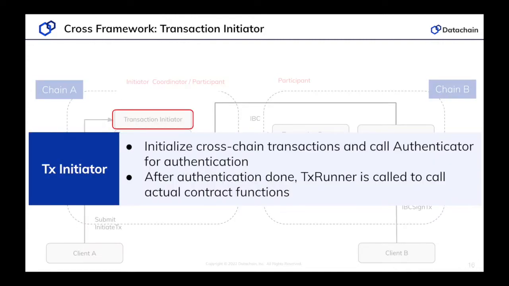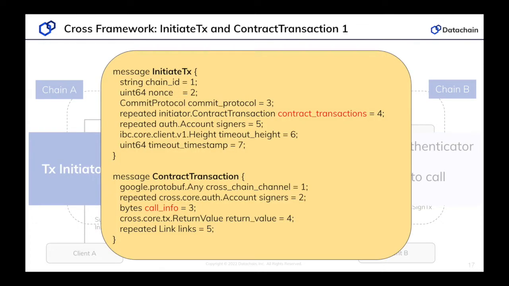The TX initiator initializes the cross-chain transaction, and the authenticator handles authentication. After authentication is done, the TX runner is called to call actual contract functions. This is the actual structure of InitiateTX. InitiateTX includes chain ID, nonce, commit protocol, multiple contract transactions, and signers. A contract transaction includes call info, which includes the actual smart contract function.